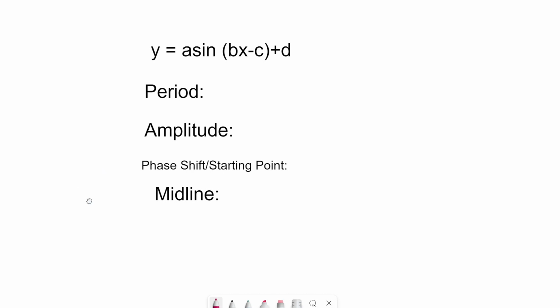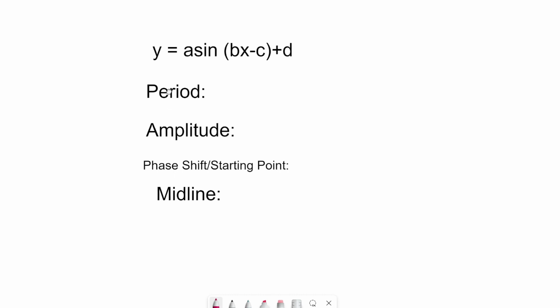Well, from this alone, if we have something like this, we can tell the period, which is the duration for each sine function, and then we can talk about the amplitude. But let me talk about the period first.